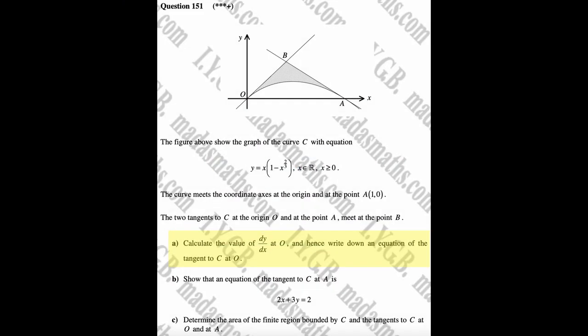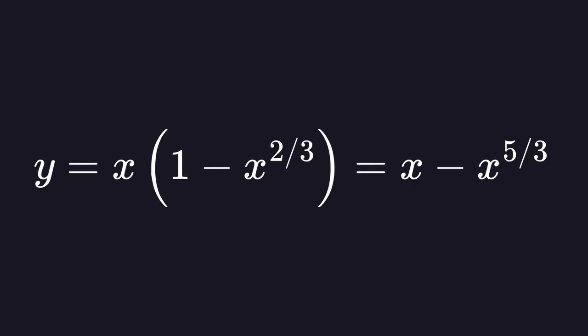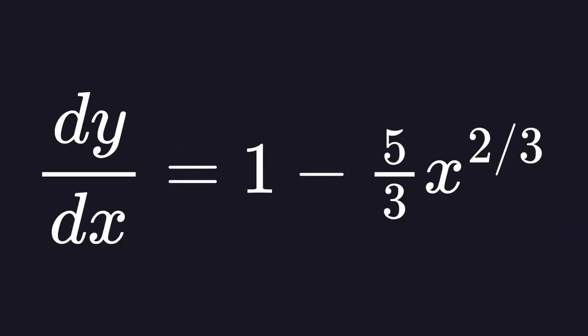Okay guys, so for the next question we're told to find dy by dx at O and the tangent at O, given the curve and the line that you see in front of you. As you've probably guessed, this is actually quite easy. All we have to do first is just make the derivative more appealing, so we just multiply the x in, so we get x minus x to the power of 5 over 3, and then from there we just differentiate it, and when we do that we get 1 minus 5 over 3 x to the power of 2 over 3.